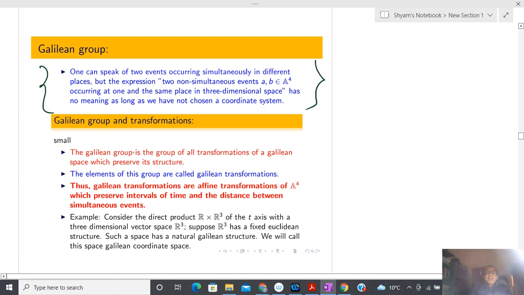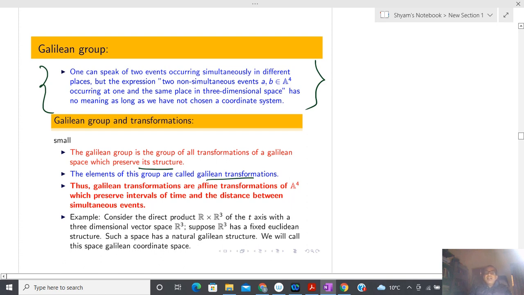Okay, Galilean group and transformation. So the Galilean group is the group of transformations of Galilean space which preserve this structure, meaning the space-time structure, and an element of that group is called a Galilean transformation. Okay, so today I am just going to give you a hint of the Galilean transformation, and after that in the next class we are going to explore the Galilean transformation using the group.